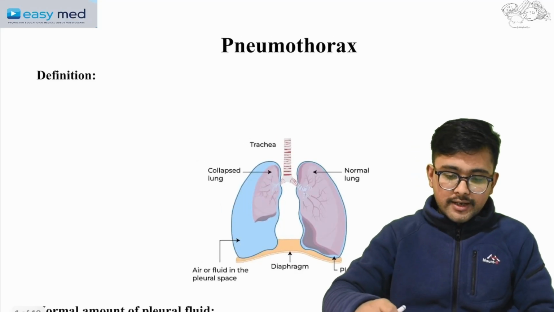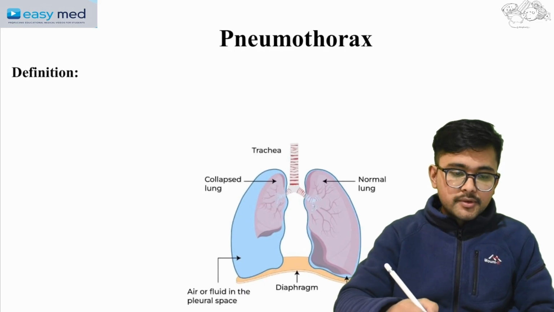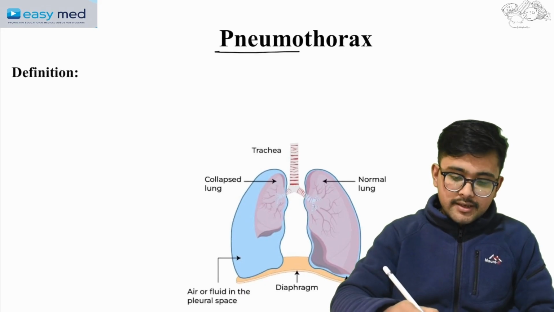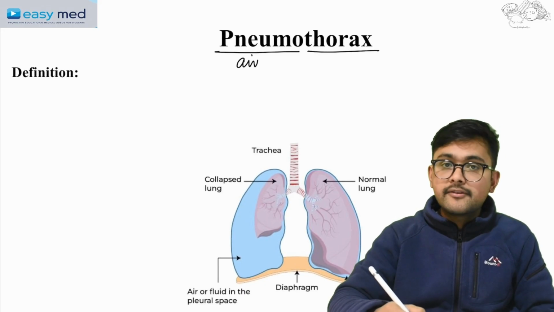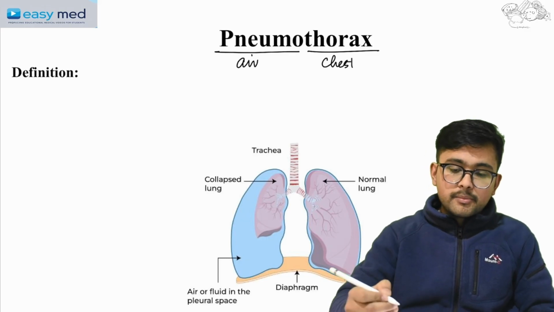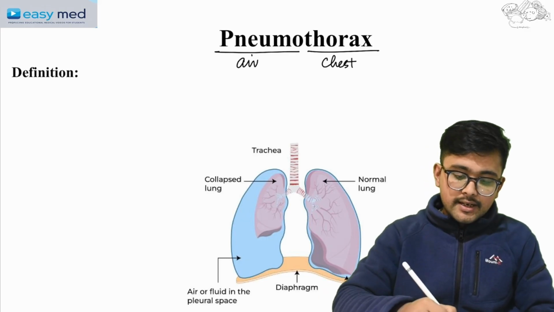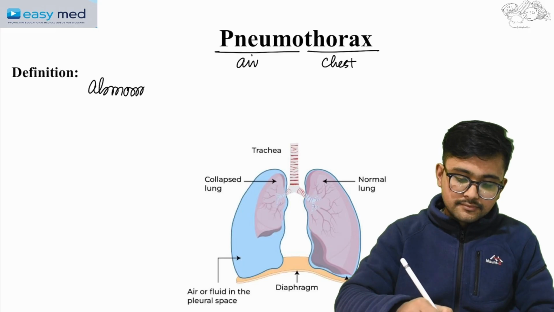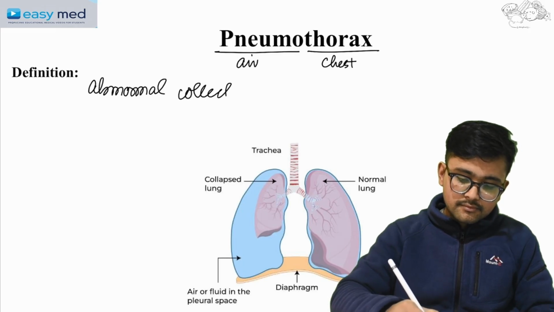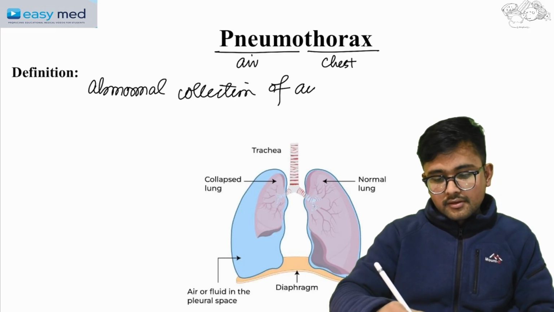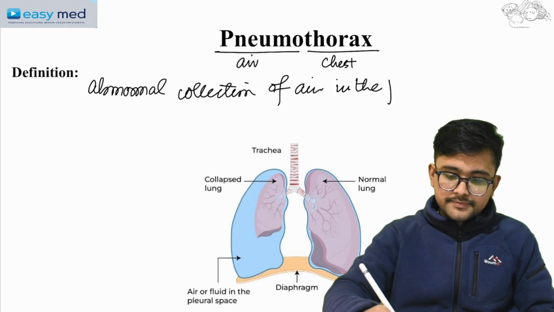Let us understand what pneumothorax is. The term pneumothorax comes from the Greek word pneuma. Pneuma means air and thorax means the thoracic cavity or the chest. So by the name itself, we understand that pneumothorax is an abnormal collection of air in the pleural cavity.